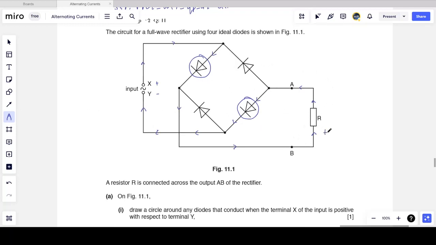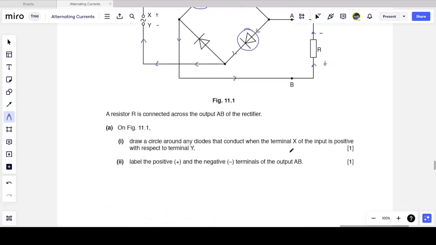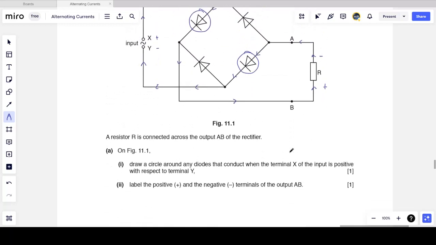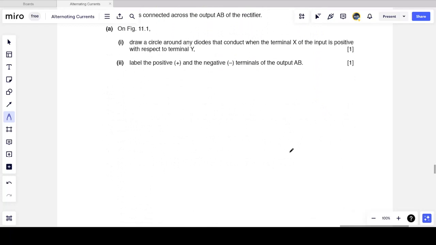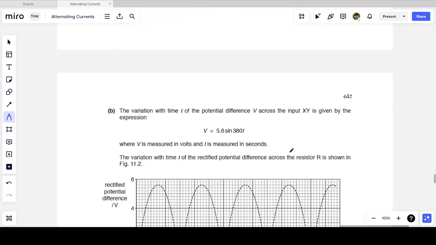So that means the positive end will be side B, and the negative end would be side A, because current is flowing from positive to negative through the resistor, from bottom to top. So the bottom of the resistor is positive and the top of the resistor is negative. Or you could have just put the labels on B and A themselves. But essentially that's the direction of current that flows through the resistor. It'll always be in the same direction because that's what rectification does.